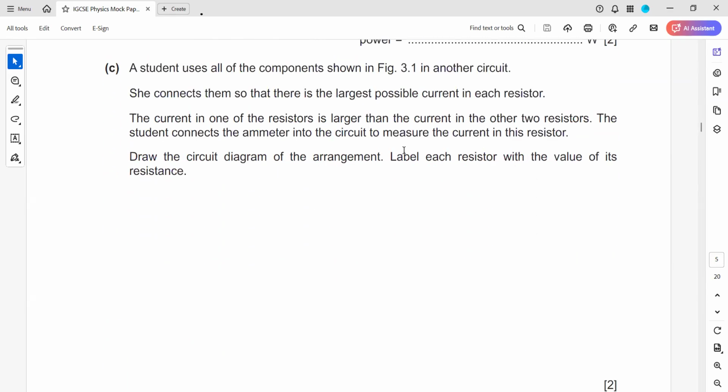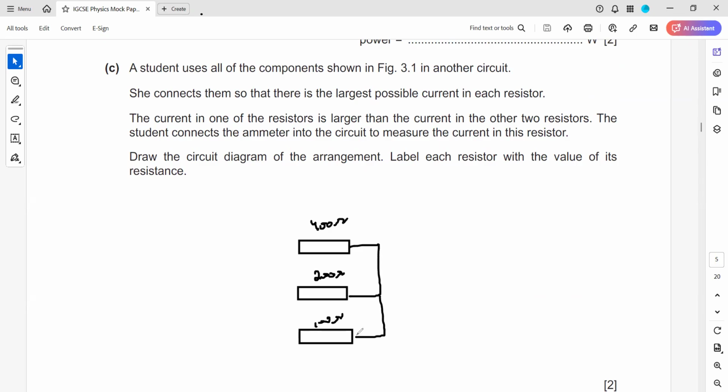So we want the maximum current in the circuit. As we want the maximum current, we want to reduce the resistance, and circuit resistance can be reduced by connecting resistors in parallel. So we connect the three resistors, 400 ohm, 200 ohm and 100 ohm, in any order, all in parallel, because in parallel the combined resistance decreases, so the total current will increase. And we'll have a supply of 12 volts and all the components, including an ammeter.